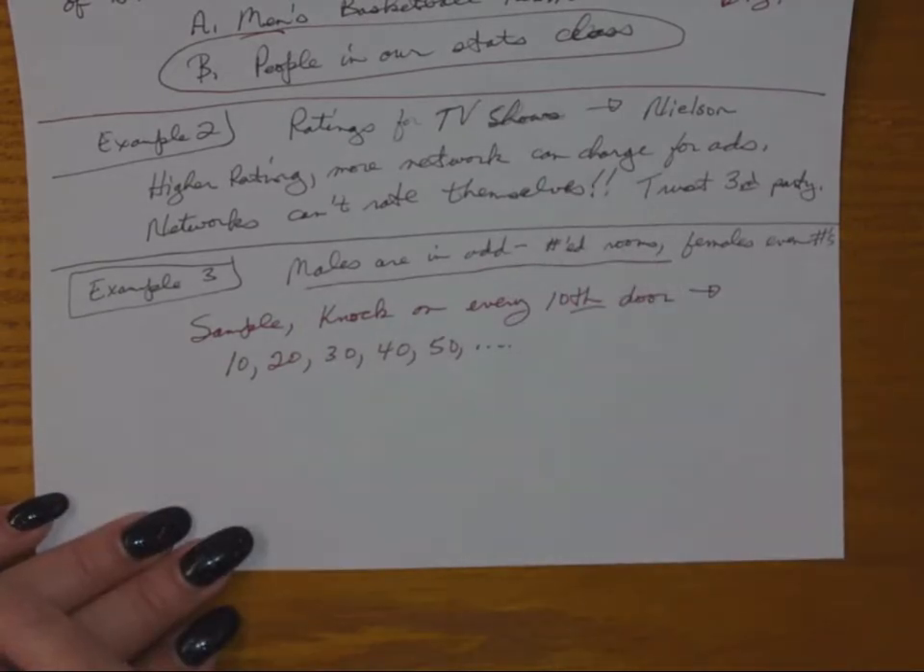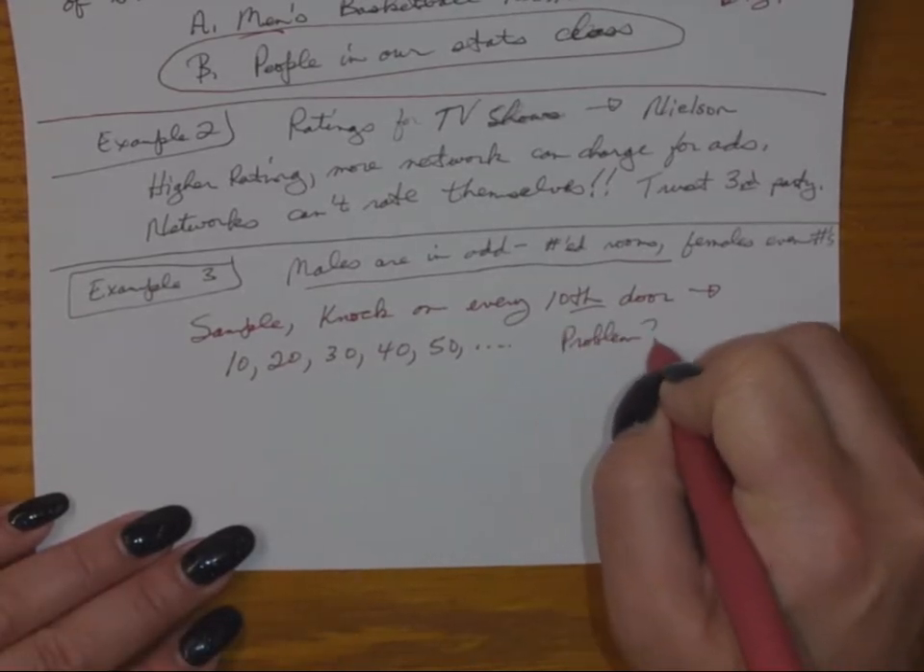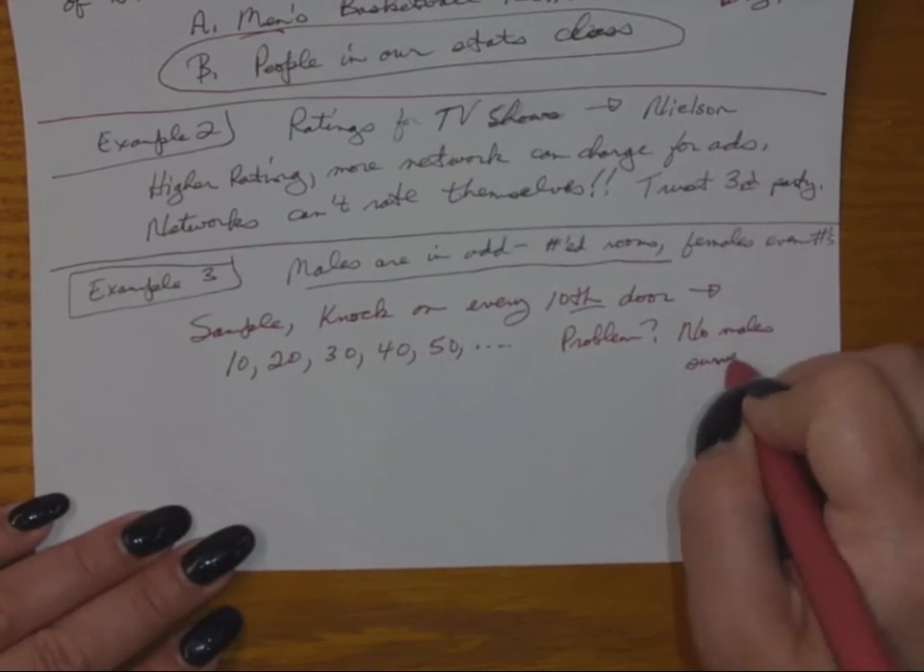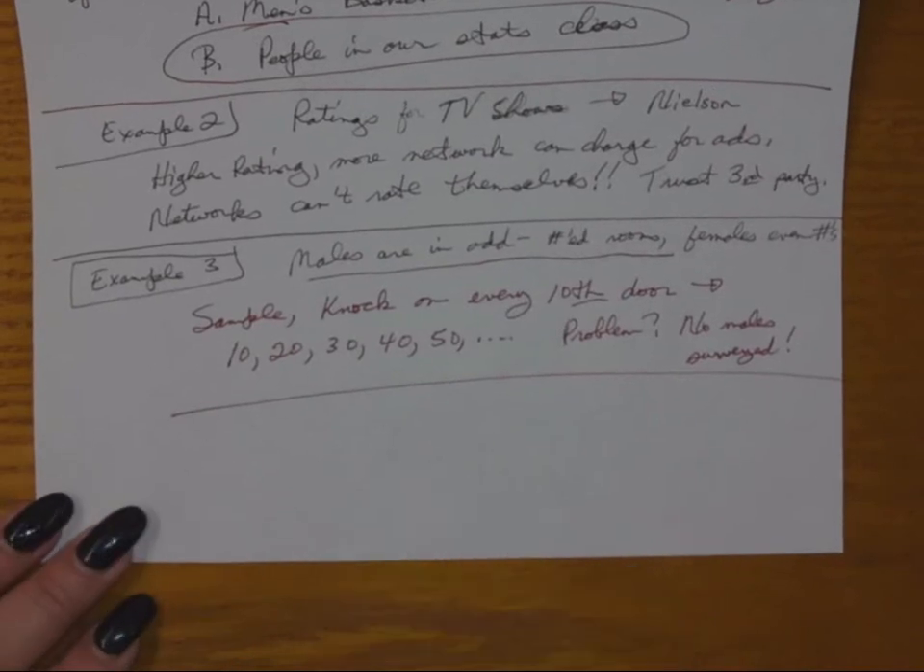So whenever I do number 10, number 20, number 30, so on and so forth, those are all going to be evens, right? So what kind of sample am I going to get? That's right, they're all going to be females. So the problem with this is no males in the survey. That's a problem. Okay, so I'm not going to get any males in that survey.